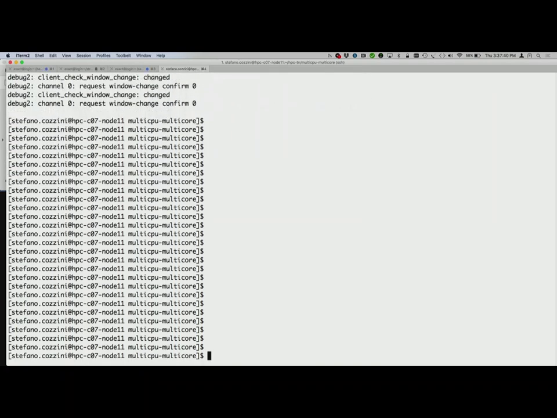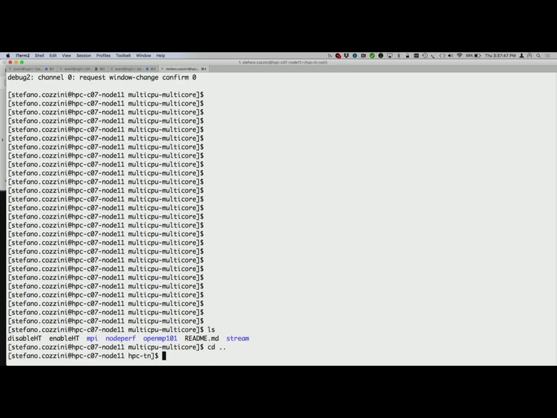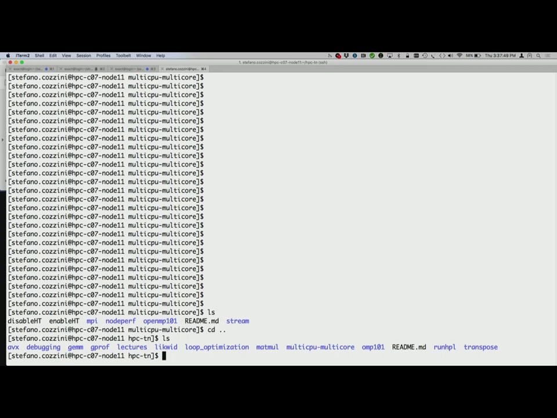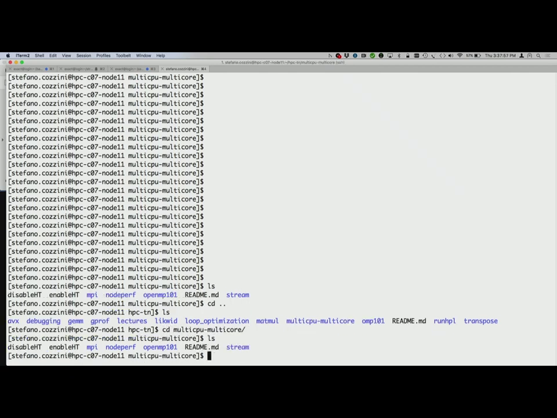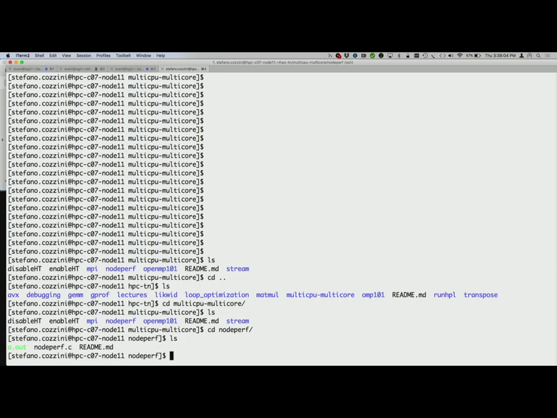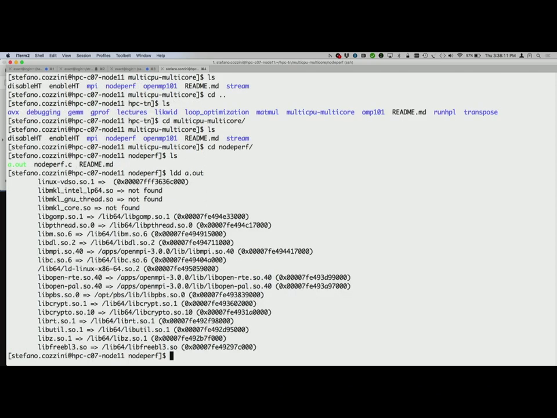Okay, so I'm here. I have this multi-CPU, multi-core directory in the repository we created. So if we go there, I have 3 different things to do. One is node_perf that we tried to compile before, and actually I succeeded in doing that. And now I can see that my ldd output is actually this way.